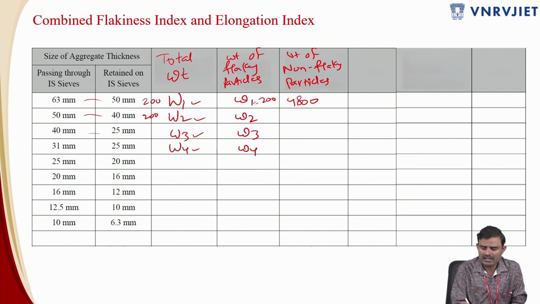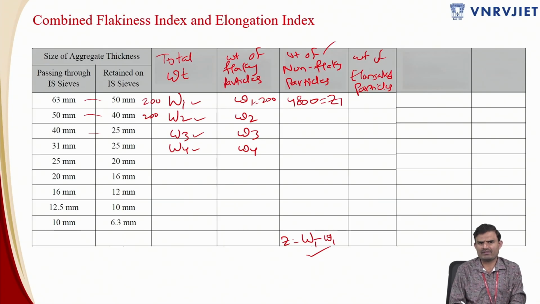So that is how you have to take it. Let this weight be Z1, which is Z is equal to capital W1 minus small w1. So this is small w1. It means nothing but the weight of the non-flaky particles. Now you have to take these non-flaky particles and conduct the elongation test. Now again, the weight of elongated particles. So far we have taken the weight of 200 particles and the weight of the flaky particles, and the weight of the original 200 particles minus the weight of the flaky particles, and you have arrived at the weight of the non-flaky particles.